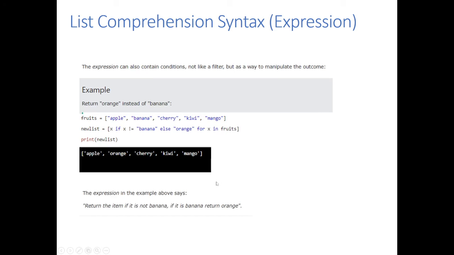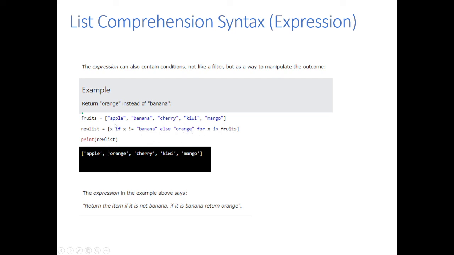The expression can also contain conditions, not like a filter but as a way to manipulate the outcome. Let's say, for example, we want to return orange instead of banana. Fruits equals, this is our list, and the first part, before the for loop, is our expression. Our expression is x if x is not equal to banana else orange. So if it is equal to banana, we change the value of x to orange. That's the expression, for x in fruits.